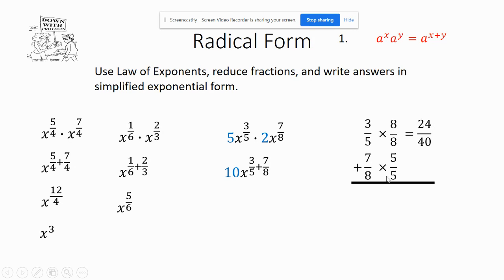And if I take 8 times 5 to get 40 here, I have to take 5 times 7, the same number to the numerator. Now I can add these two together, and 24 and 35 add up to 59. So my answer would be 10x to the 59 over the 40th. Whoa. Yes, you can get some pretty unusual numbers, especially when you're adding exponents because of the common denominator. You can still multiply the coefficients, but the exponents have to be added together if it is in this format.